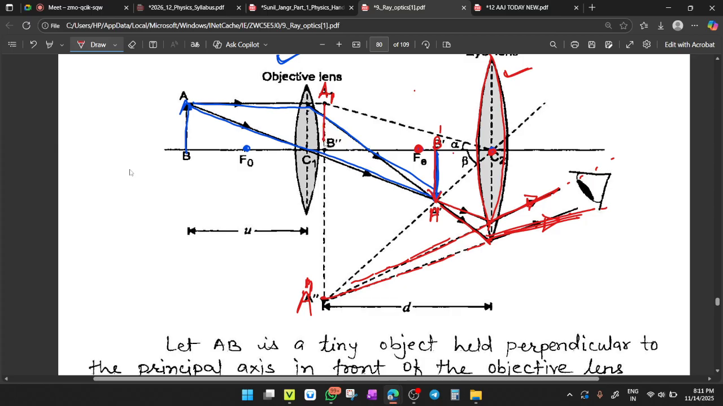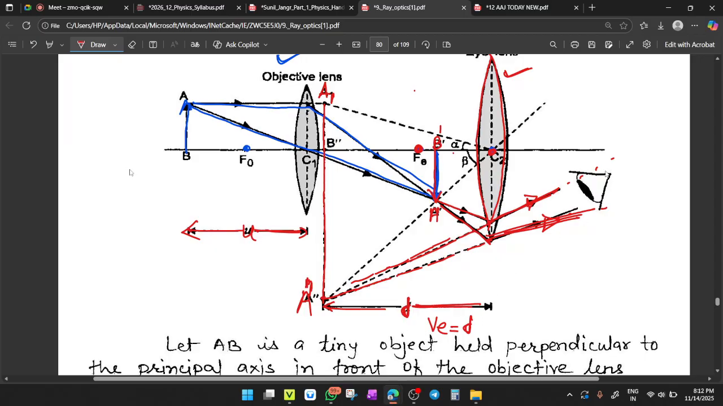Clear or not clear? This is your final image. So this is the ray diagram. Now, the object distance is u, and your final image is formed at the least distance of distinct vision. So this is VE, and VE becomes D, meaning the distance by the eyepiece becomes equal to D.